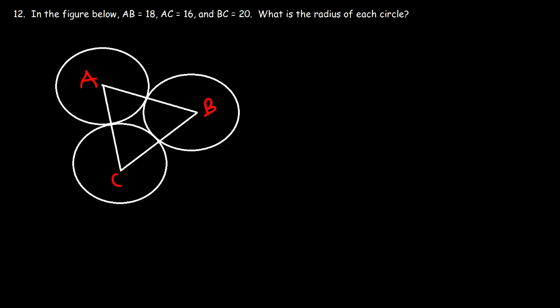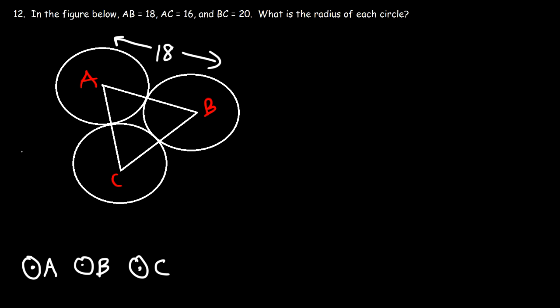Number 12. In the figure below, AB is 18, AC is 16, and BC is 20. And let's say you're given circle A. So A is the center of circle A, B is the center of circle B, and C is the center of circle C. What is the radius of each circle? So AB in this example is 18, AC is 16, and BC is 20. With this information, how can we calculate the radius of each circle?